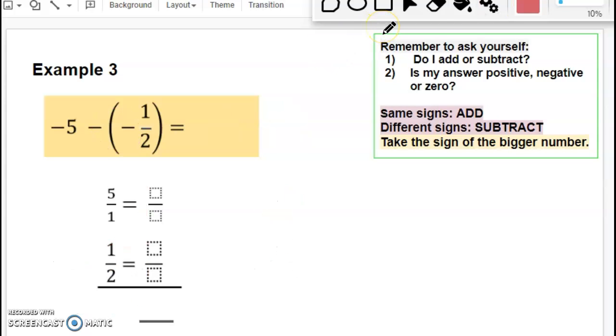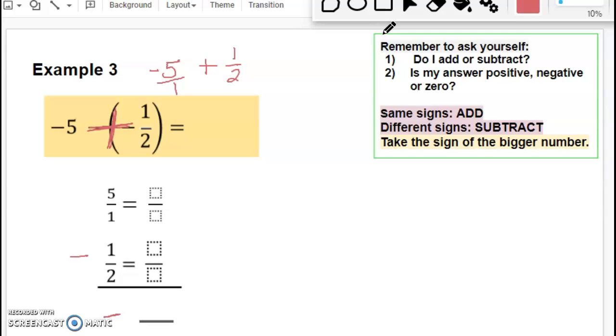So let's rewrite this because I don't have a plus sign. So this is going to be negative 5 followed by, now this is 2 negatives make a positive, so 1/2. Okay, so my signs are different. So I know I'm going to subtract. Let's put that there. I'm going to take the sign of the higher number. 5 is bigger than 1/2, and that's negative. So my answer is going to be negative. Let's put that there. Now, when you have a whole number and you want to make it into a fraction, just a reminder, you just put a 1 in the denominator, right?